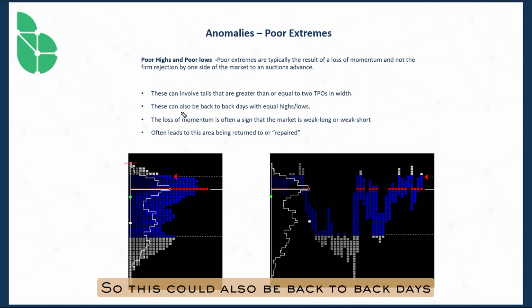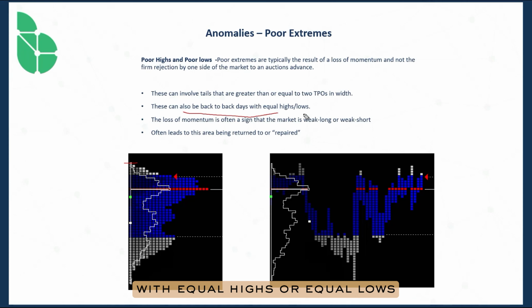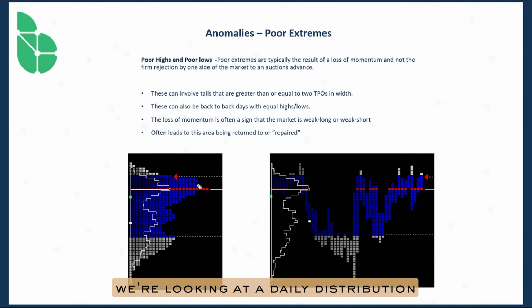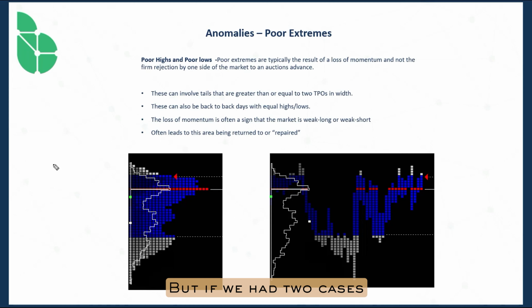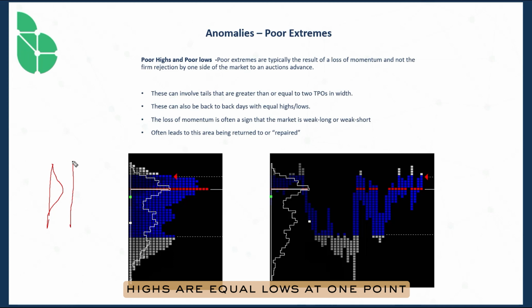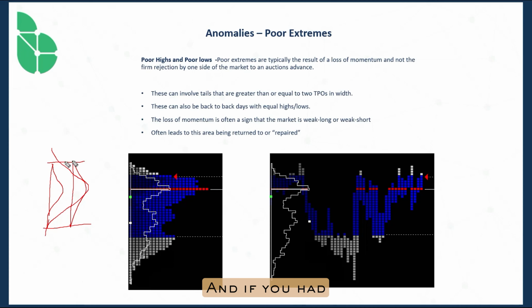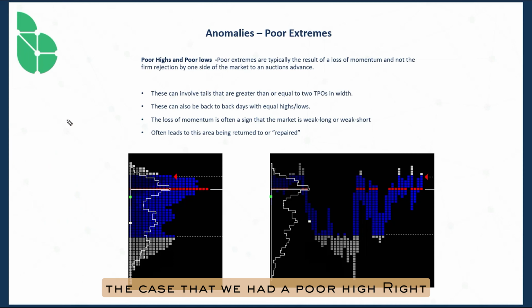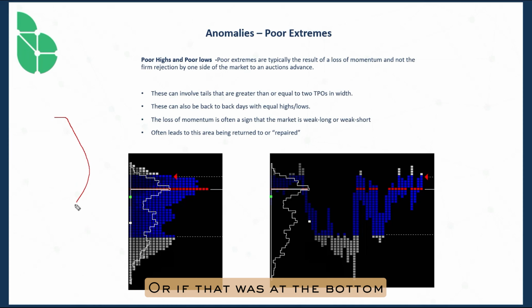This can also be back-to-back days with equal highs or equal lows. Let's say in this case, we're looking at a daily distribution right here. If we had two distributions that were back-to-back and they had equal highs or equal lows at one point, the same idea would ring true. If we have two back-to-back that are kind of an inside day at equal highs, equal lows, we form a composite and we would form one distribution for both of these. If you had two back-to-back at equal points, you would likely see that it would probably be a poor high, or if that was at the bottom, a poor low.